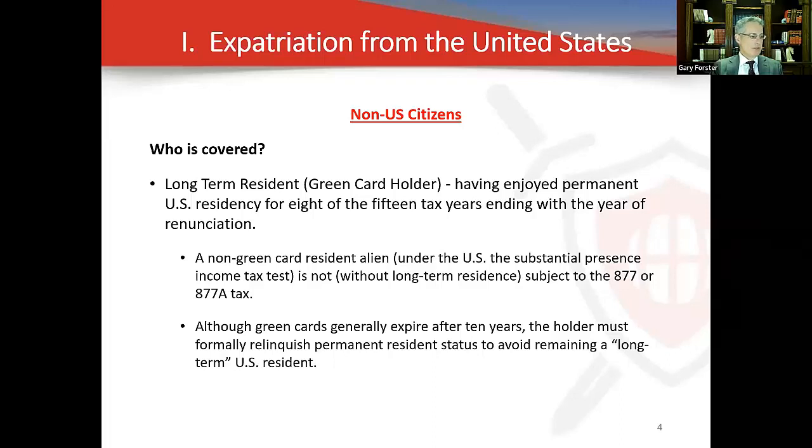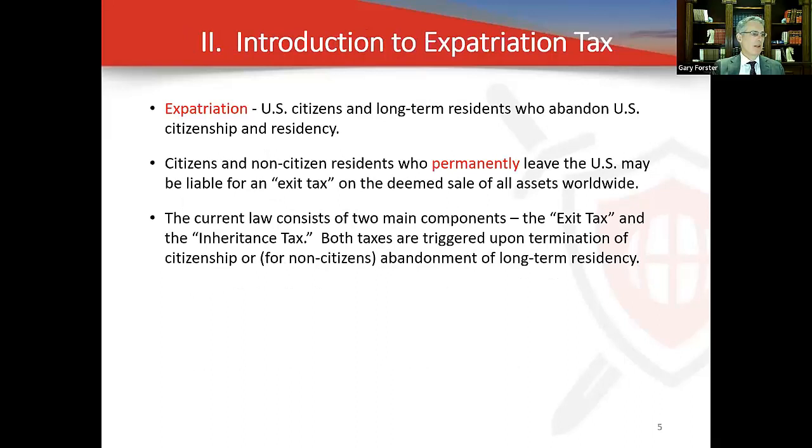There was an initial regime called 877, and then we moved into 877A, and I think we get into that here. So citizens and non-citizens who permanently leave the U.S., citizens who give up the passport, non-citizens who give up the green card. So that's the general basis of how it works. There's an exit tax, which is an income tax, and then there's an estate tax side of it as well, which is very, very hard to follow.